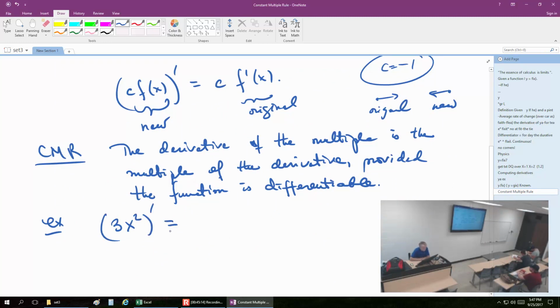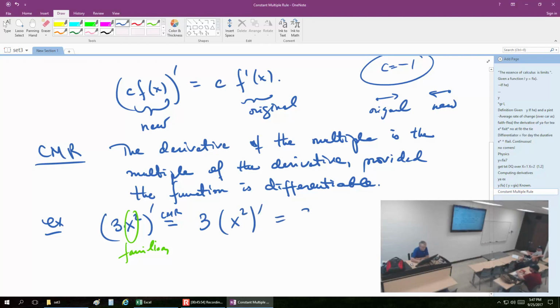3x^2, and if we need to know its derivative, we realize that what's inside is a multiple of a familiar function. That's the key of your strategy: you're facing a new function, you've got to find a function that is familiar. Familiar in what sense? In the sense that we know its derivative. We know the derivative of x^2, so that's all there is. I can apply the constant multiple rule. Once again, I put it above the equal sign as a comment to justify the transition. So it will be 3 times (x^2)'.